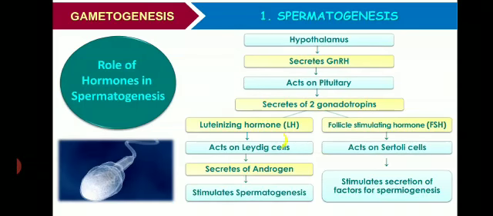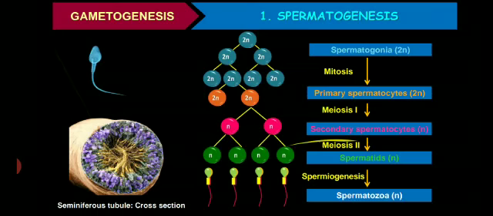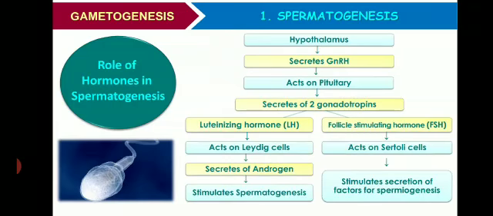Luteinizing hormone will act on Leydig cell. Leydig cell secretes androgen. Where are Leydig cells? In between the seminiferous tubules. These androgens will stimulate the spermatogenesis process. Androgens are going to stimulate the spermatogenesis process. Now FSH will act on Sertoli cell.